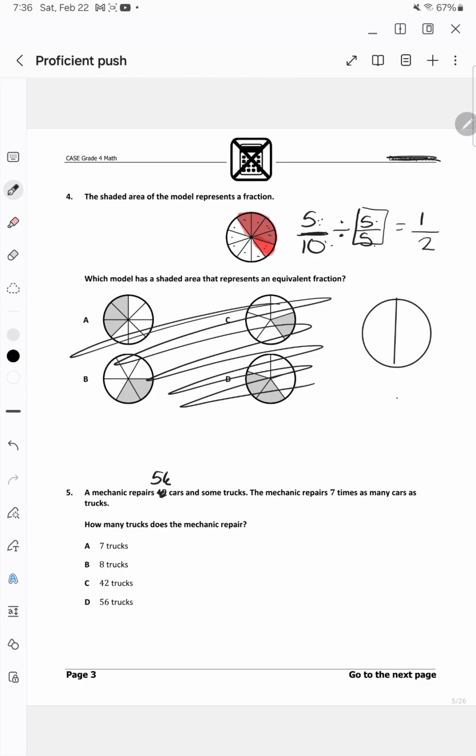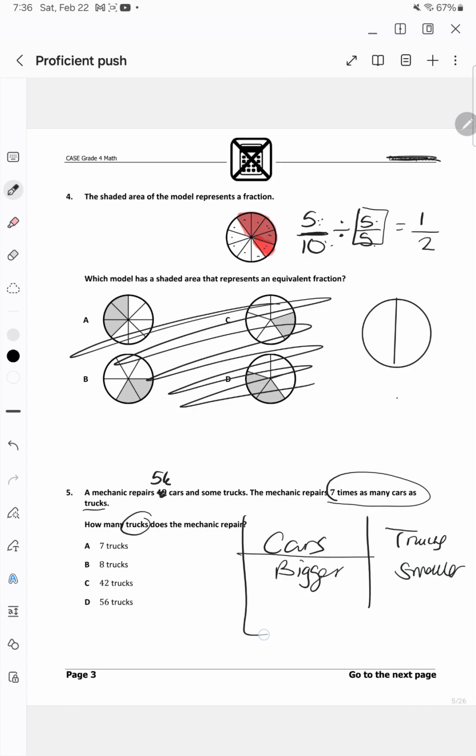So, let's see here. Question 5 says a mechanic repairs 56 cars. The mechanic repairs 7 times as many cars as trucks. How many trucks does he have? So he has 7 times as many cars as trucks. That means he has more cars, but yet they're asking about trucks. So if we look at cars, that answer is going to be bigger. Trucks are going to be smaller.